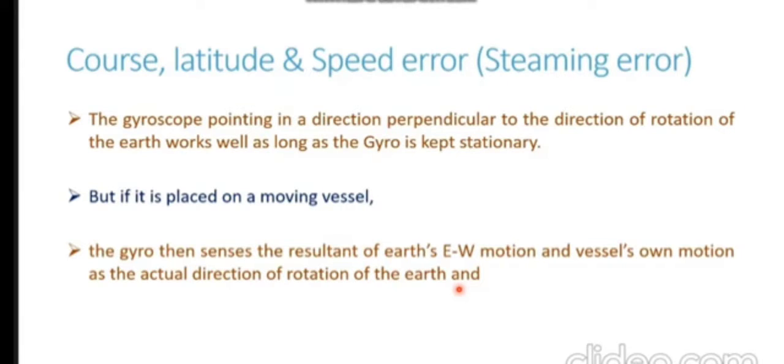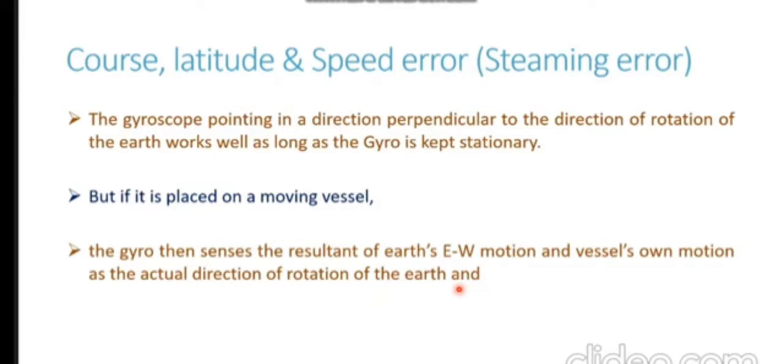The function of the gyro is to point in a direction perpendicular to where it is being taken in space. Till the time the gyro was stationary, Earth was taking it in exactly the easterly direction and it was pointing at right angles to it, which happens to be the northerly direction.